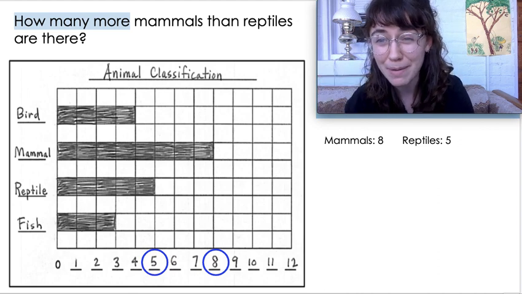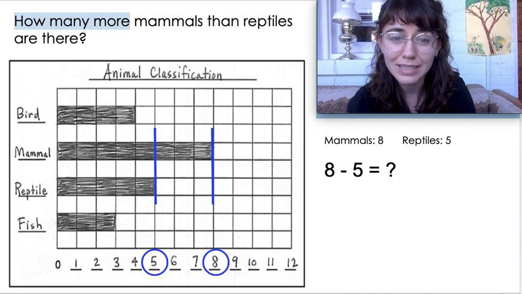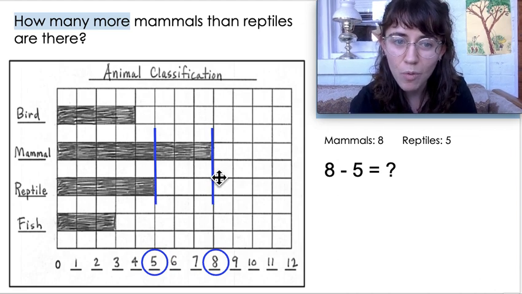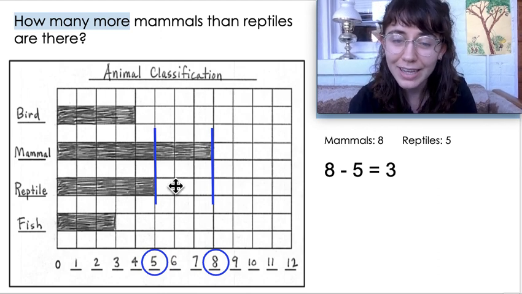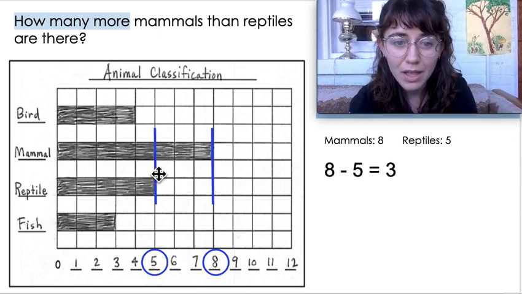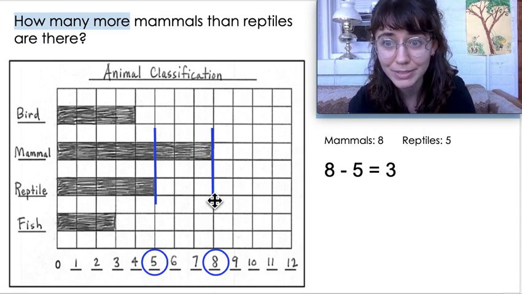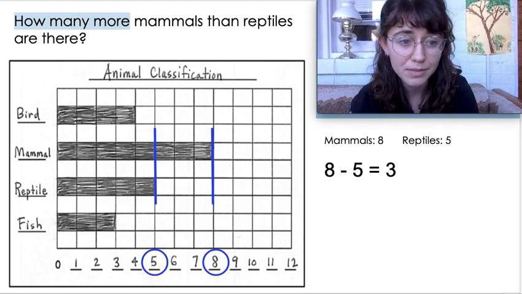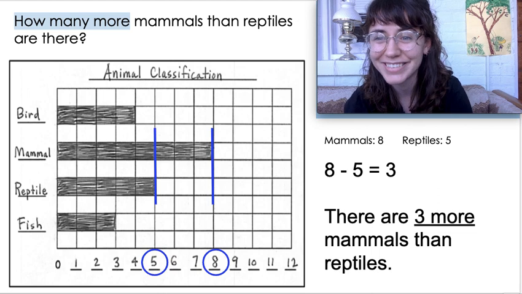Comparison means that I'm probably going to subtract. 8 minus 5 is going to tell me how many more mammals there were than reptiles, and it's 3. I can check my work on my bar graph. After the reptiles ended, we had to go 1, 2, 3 more to get to the total number of mammals. So that helps me check my work. So there are 3 more mammals than reptiles.